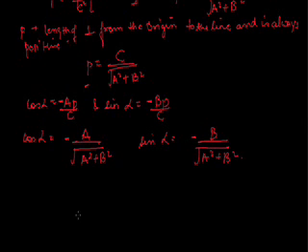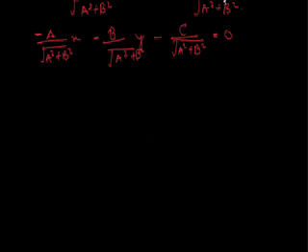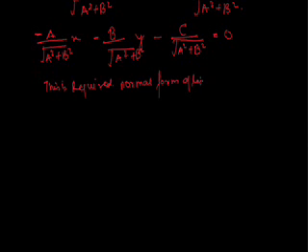Now from the second equation, taking this form, I can say that minus a upon root of a square plus b square x minus b upon root of a square plus b square y minus c upon root of a square plus b square is equal to 0. I'll be getting this form. So this is the required normal form of the line ax plus by plus c is equal to 0.